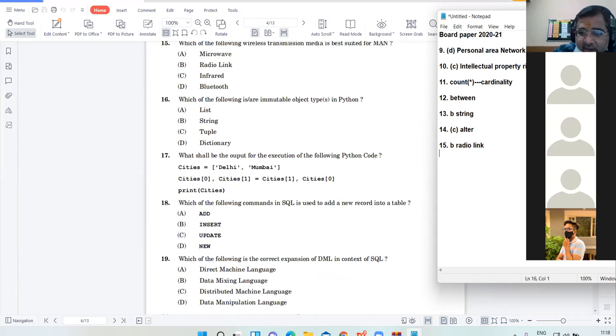Okay, look at the 18th question. Which of the following commands in SQL is used to add new record in the table? New record. Yes Vaibhav, you tell. Which command will be used to add the new record? Vaibhav, unmute yourself. Sir, update. No, add a new record. B, insert. Okay. All right. Yes.